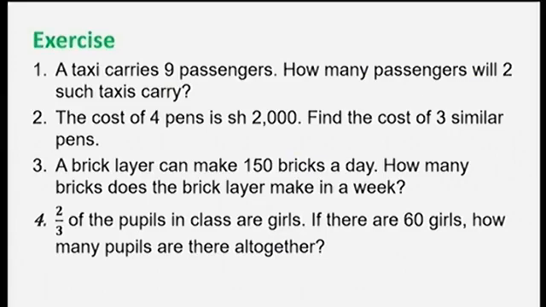Number 3, a bricklayer can make 150 bricks a day. How many bricks does the bricklayer make in a week? And number 4, 2 out of 3 of the pupils in a class are girls. If there are 60 girls, how many pupils are there altogether?